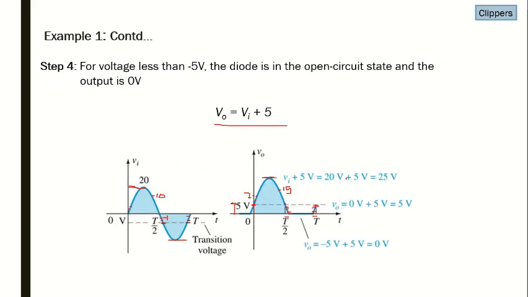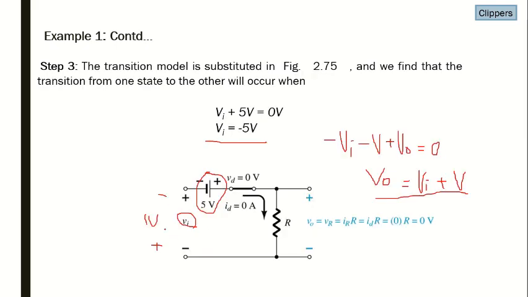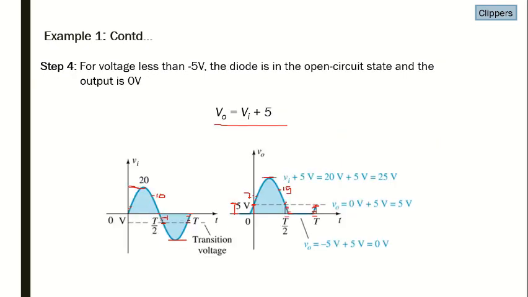So coming to the equations, Vi plus 5 is equal to 20 plus 5. So the total voltage, with Vi being 20 plus 5, is 25. The output potential is 25, so V naught is equal to 25. So when Vi is minus 5, the output will be 0 volts. This is what we discussed just now.